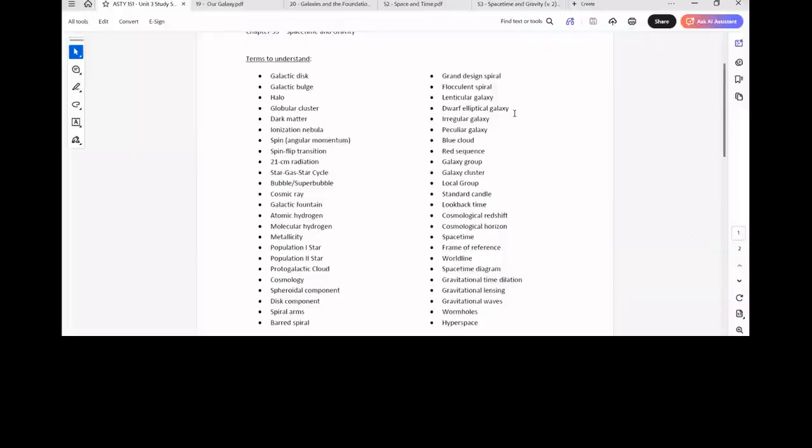The dwarf elliptical galaxy is just a subtype of the elliptical galaxy. This is the type of galaxy that is all a spheroidal component. It does not have a disk component, and as a consequence, it doesn't have the ability to replace stars as the original ones die out. So we're not likely to see much blue in this type of galaxy. We are likely to see lots of red, orange, and yellow.